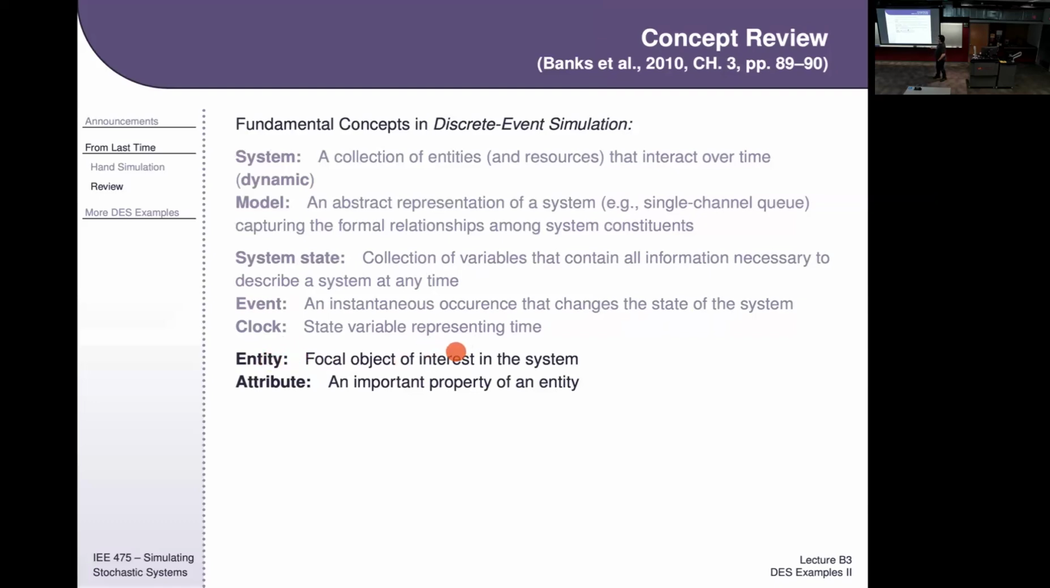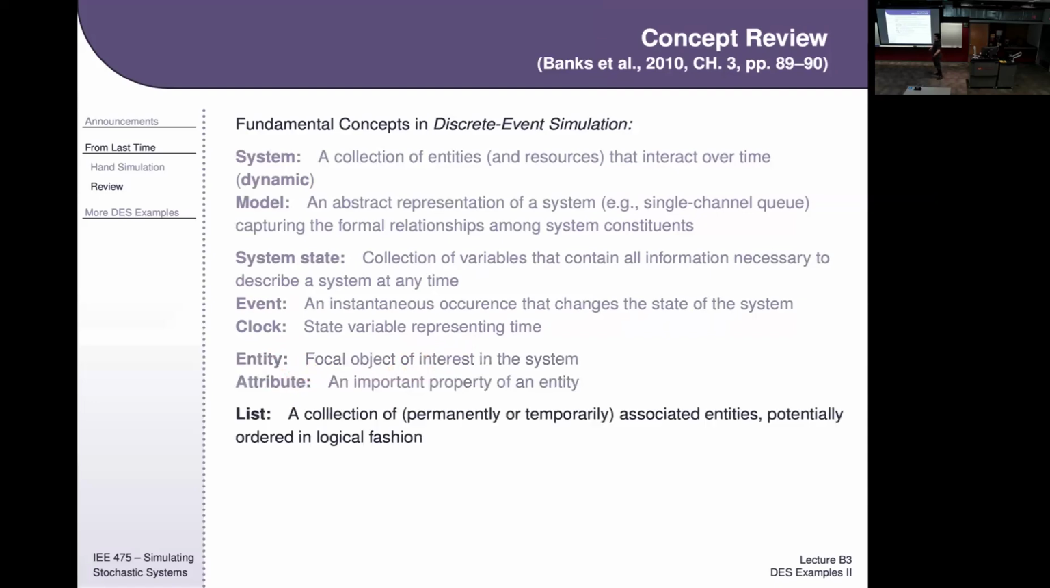Entities are the focal objects of interest. Those are usually the things we're generating most of the stats on. They can differentiate themselves by their attributes. We have lists in our simulations, which may be a special kind of state variable that allow us to store collections of objects that we might need to use later. For example, when delays have gone away, so if a delay has finally been removed from the system, we might need to grab things from those lists.